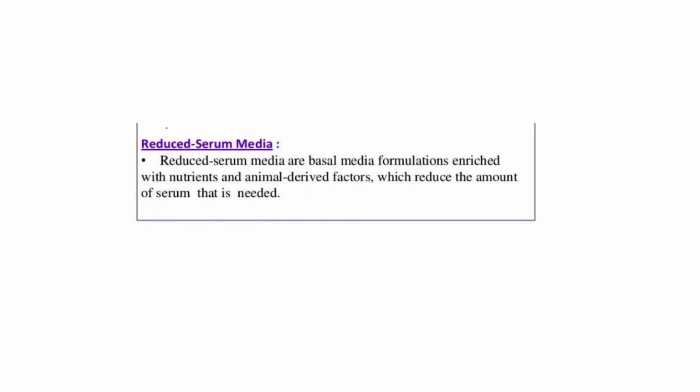The second type of media that we have is reduced serum media. These types of media are basal media formulations, but they contain some additional nutrients and animal derived factors, because of which they reduce the amount of serum that is needed. Because they reduce the amount of serum that you have to supplement with, these types of culture media are called reduced serum media. They contain some essential factors which reduce the amount of serum that is needed.